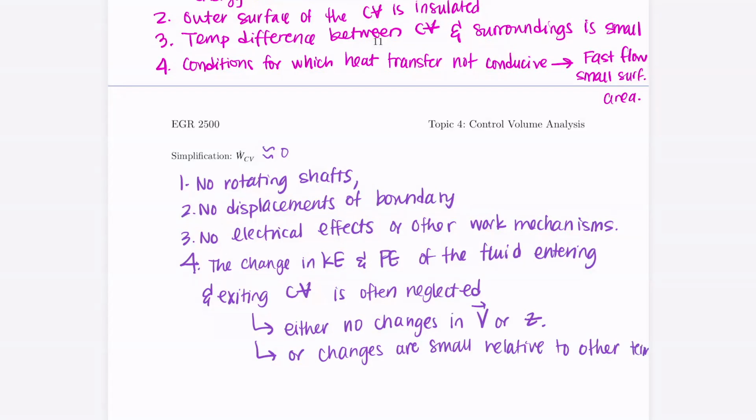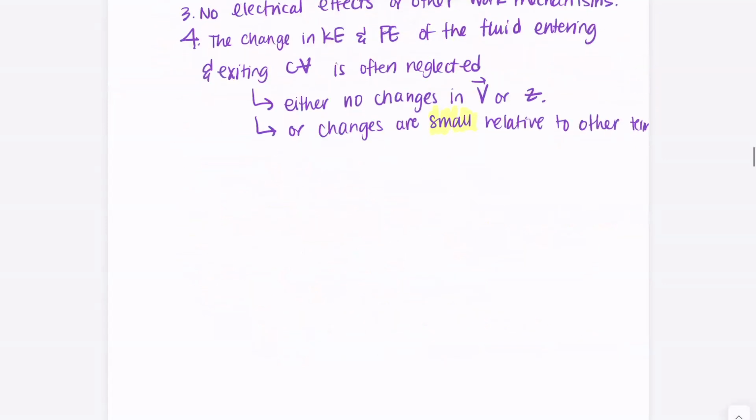Again, I have used this term small. It's very vague. It again depends on your application, so just be mindful of that. What we're going to do is consider the values of kinetic and potential energy per unit mass for a few cases. So we're going to consider KE and PE per unit mass.